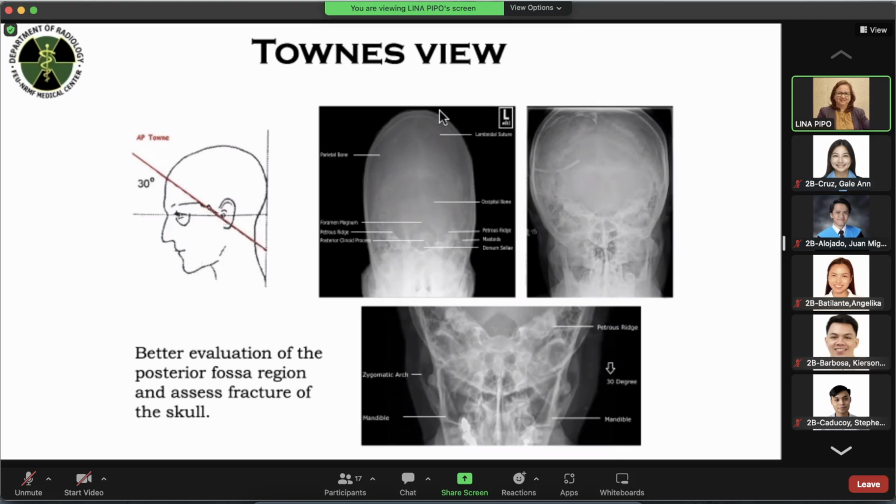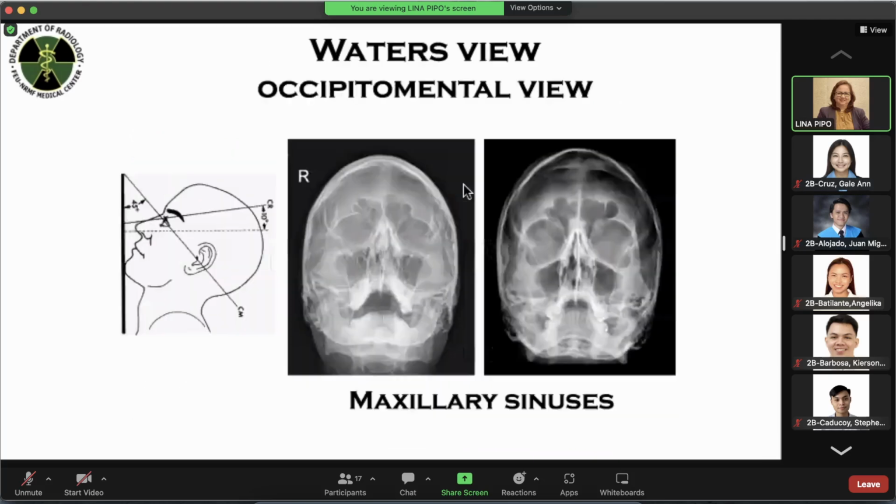Okay, so in here, as you can see, this is the posterior area, the posterior fossa of the skull. And as you can see here also, this is your foramen magnum, inferior. So this area is the parietal bone, and this is the area of the occipital or the posterior region of the skull vault.